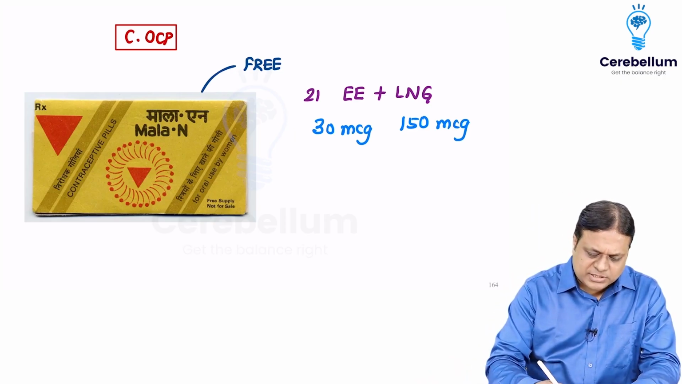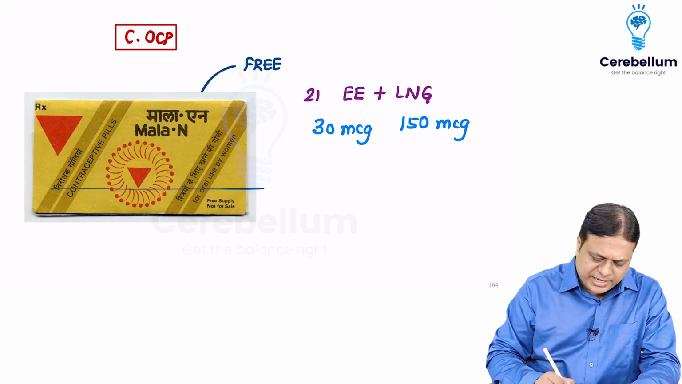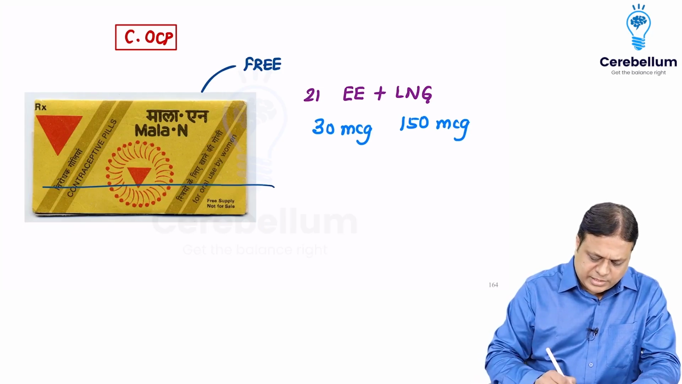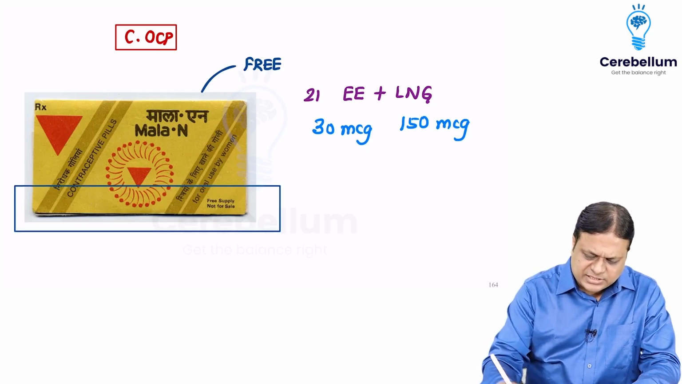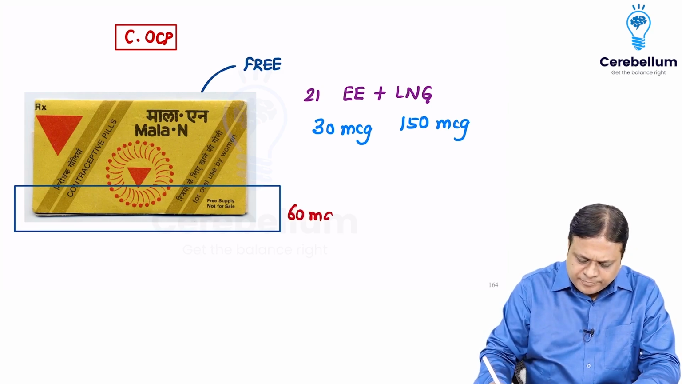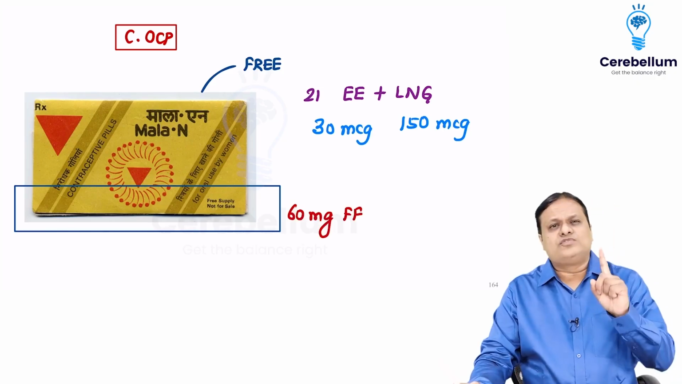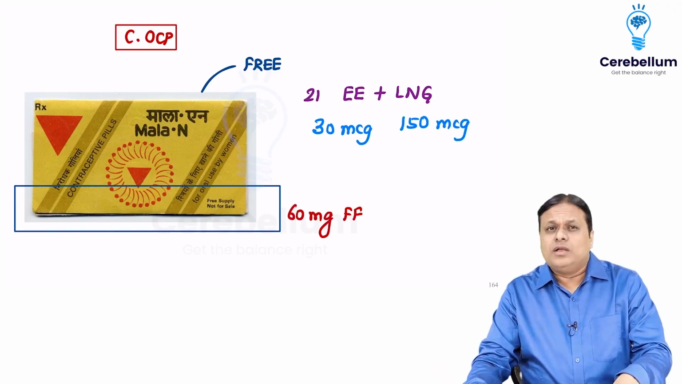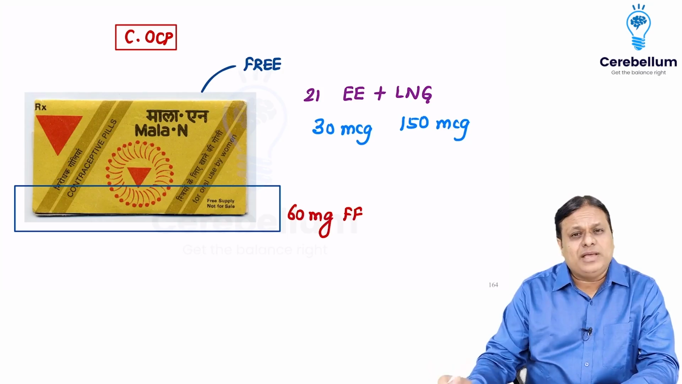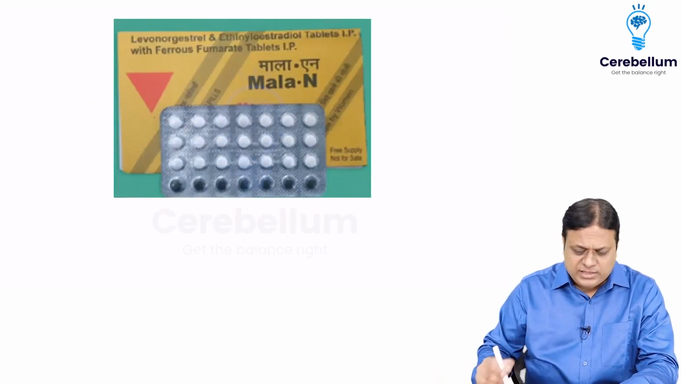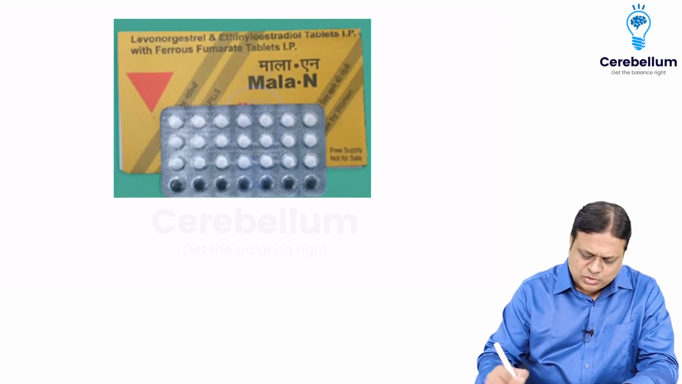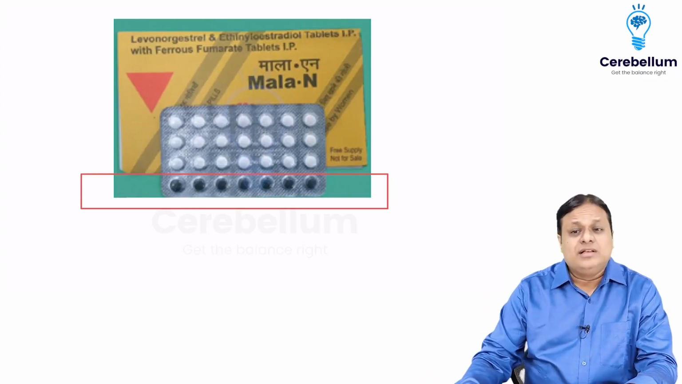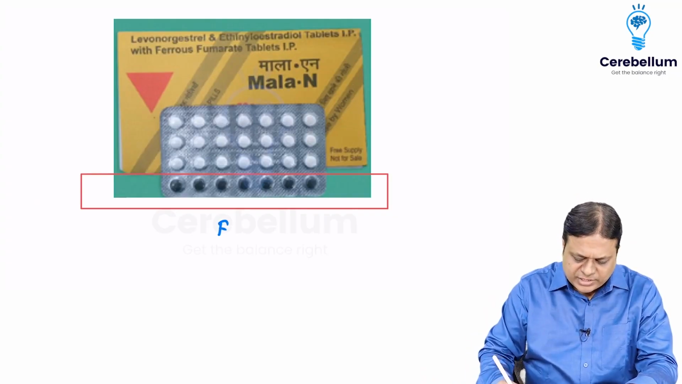Last 7 pills in this comprise of iron tablets. This is 60 milligram ferrous fumarate, allows withdrawal bleeding, maintains continuity of the cycle, and also prevents or reduces the anemia in the woman. Now, this image shows clearly what I was telling you. Last 7 pills are 60 milligram ferrous fumarate.